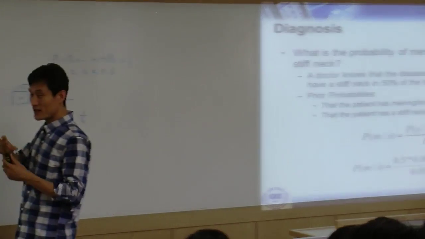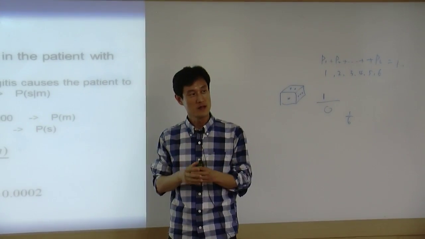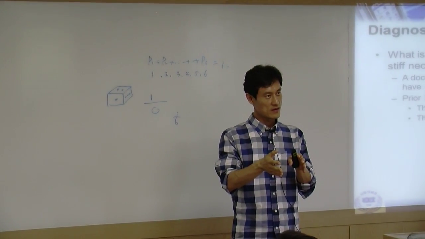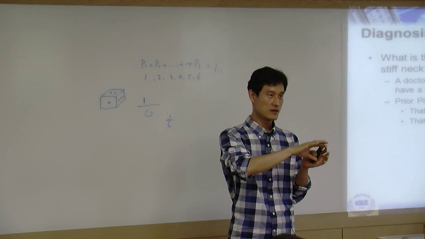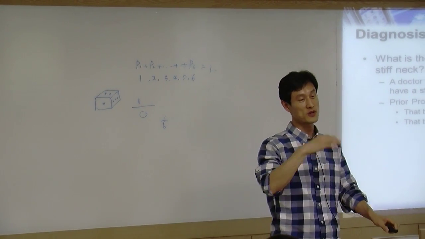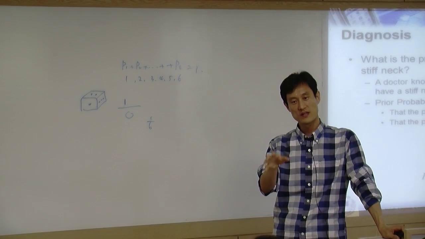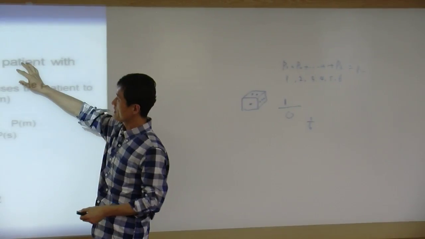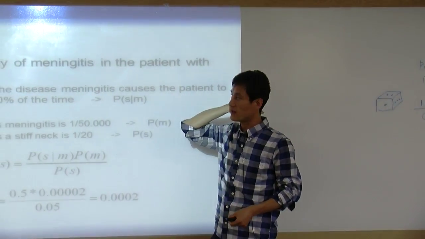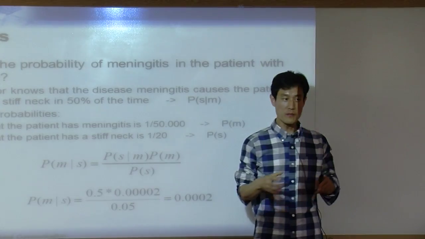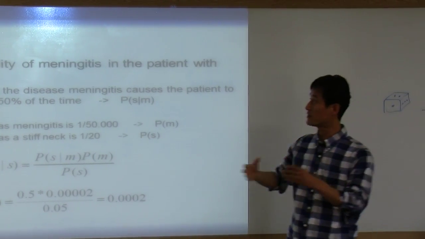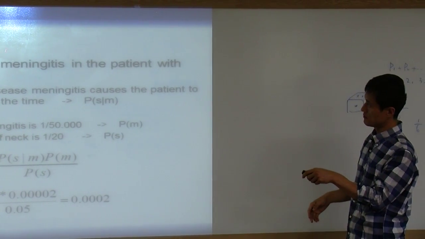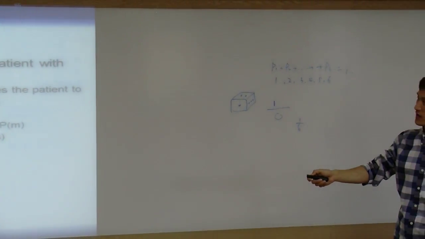Because this is all probability. The probability that the patient has a cough and has a cold is pretty high, right? When a patient has a cough, he's going to get a cold. It's all probability. Same thing, that's what I'm talking about here. Let's say a patient has a stiff neck. So how many patients with a stiff neck will have this disease? That's what it means. What is the probability of meningitis in the patient with a stiff neck?